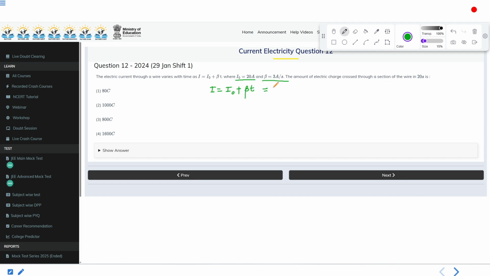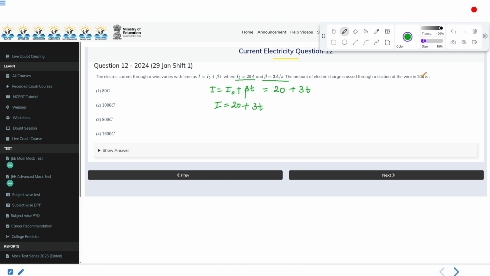Okay, so put the values. I naught is 20, and what is beta? 3 ampere per second, 3t. So I will become 20 plus 3t. So you can see that this I is dependent upon t. This I is variable, not constant, so we cannot find the charge by directly multiplying this current with this time of 20 seconds. Because this is a variable current, it is changing with t, so we have to integrate it.